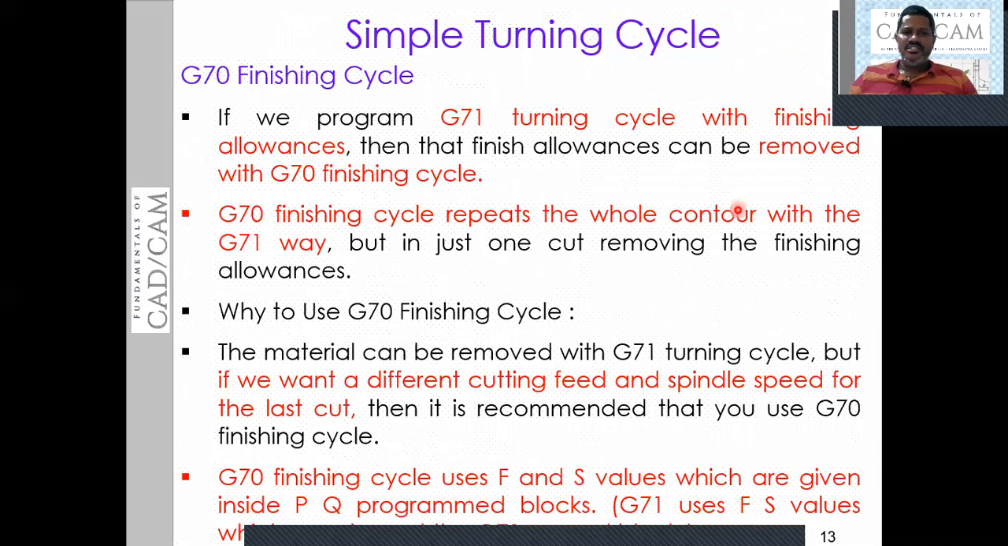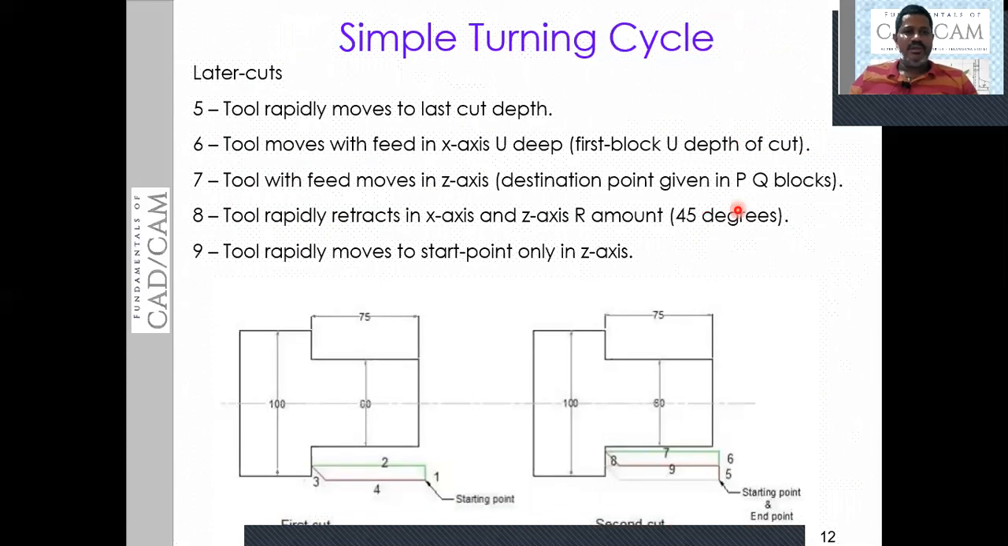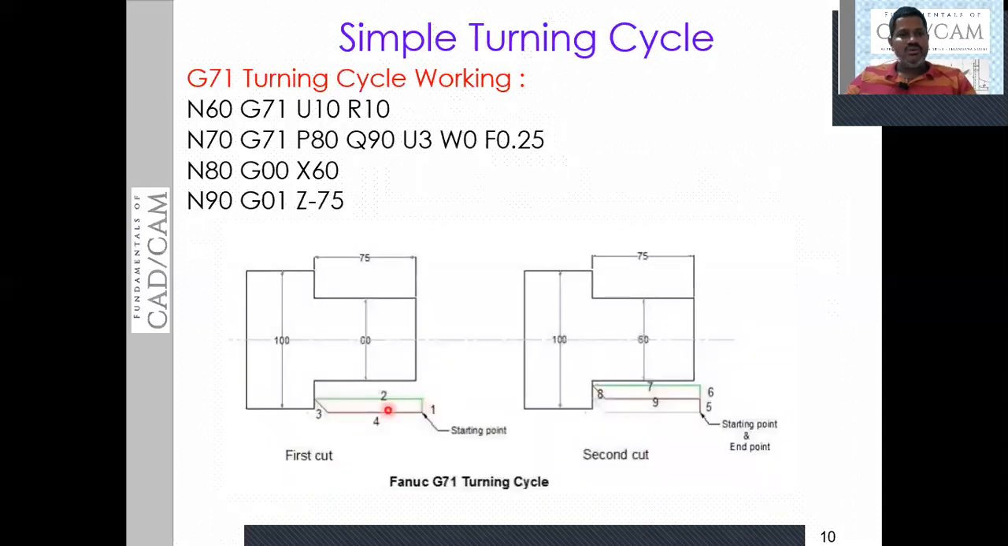Then we discussed the simple turning cycle with a sample code, and in this case we also discussed the movement of the tool, how the tool moves while using the simple turning cycle. Basically it consists of two blocks of code that you can see. G71 is for the rough turning cycle.